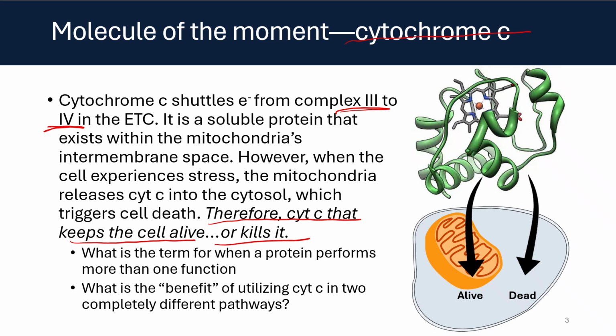So the questions for you are twofold. Number one, remind me what the term is for when a protein performs more than one function. We've seen this a few times. The second is a little bit more of a thinker. I want you to tell me what is the benefit of utilizing cytochrome C in two completely different pathways, one being a keep me alive pathway and the other being a kill me pathway.